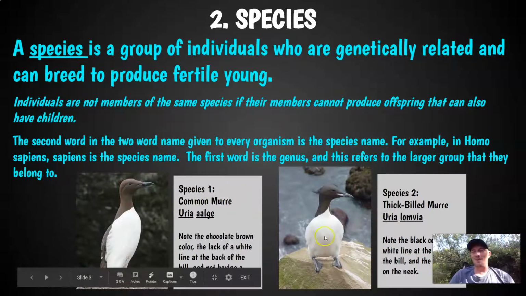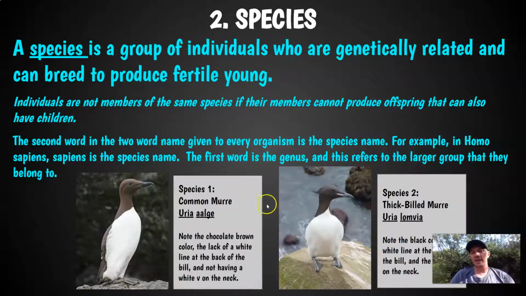So these 2 different murre species, they behave differently. They have slight differences in how they look as well. Thick-billed murre has a white mustache and a V going up. The common murre is more chocolate brown, no mustache, and more of a straight line right across the neckline here. This is important when we're looking at populations and communities in ecosystems, which we're going to get into.